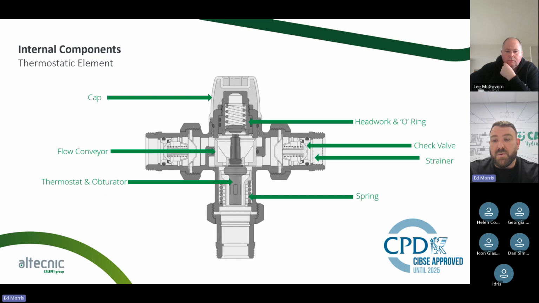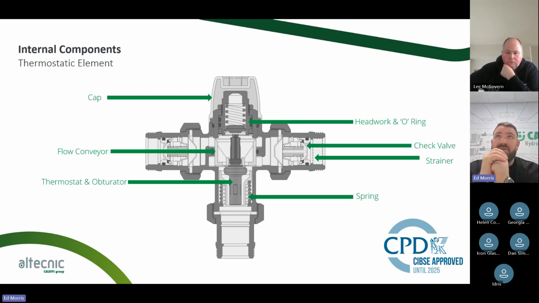The headwork is where a lot of the work takes place. That's what modulates. There's a spring in there. That spring pushes down. There's actually 2 springs inside the mixing valve, and they sort of work against each other. So as the temperature expands and contracts, it pushes the springs up and down, it regulates the temperature. We've got the flow conveyor. The flow conveyor is controlled by the headwork. That again modulates up and down to allow more or less of the hot water to come through.